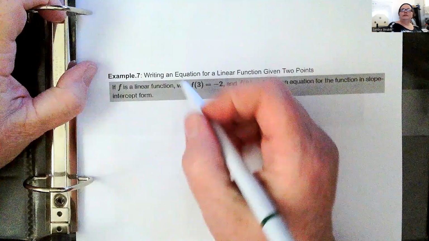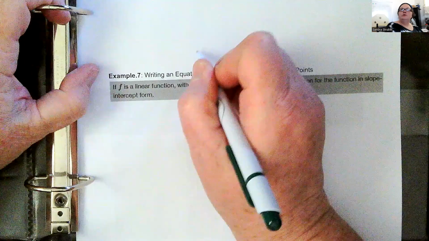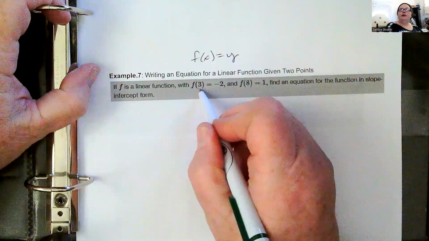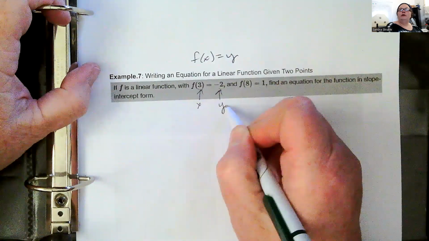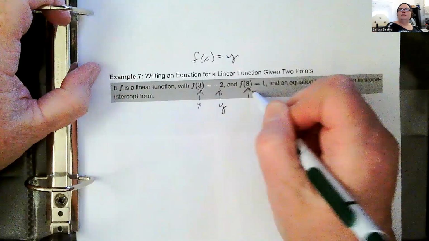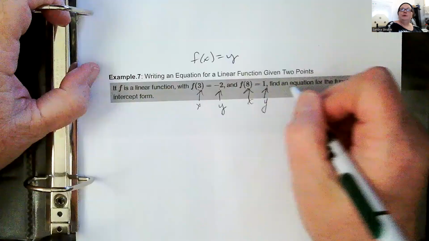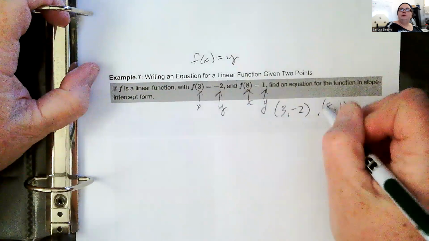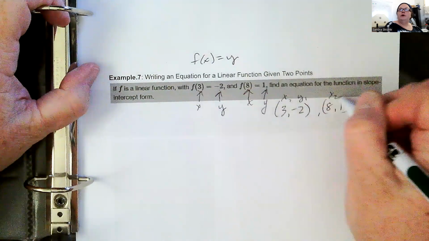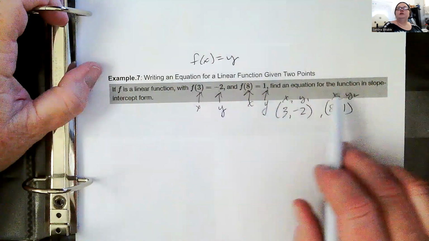All right. So what you need to understand is this f of x is equal to y, right? F of x is equal to y. So the 3 is your x, the -2 is your y. 8 is your x, 1 is your y. We've got 2 different points here. So we've got 3, -2, and we've got 8, 1. I'm going to label them x1, y1, x2, y2, because I know I'm going to find my slope. Find an equation for the function in slope-intercept form.